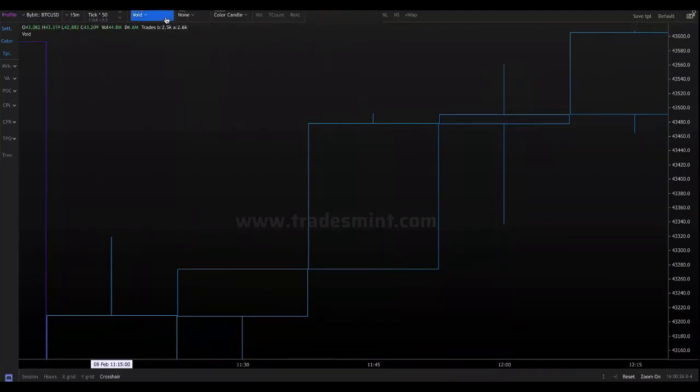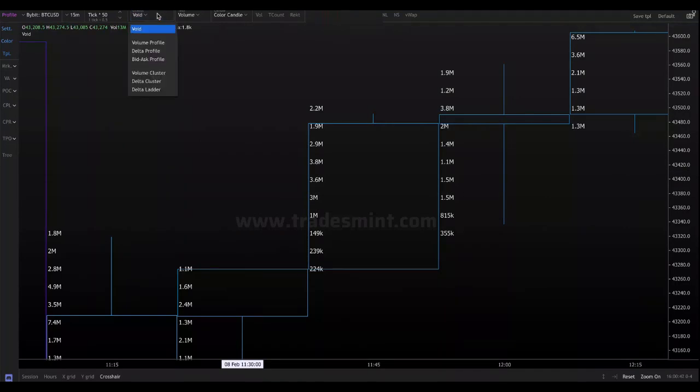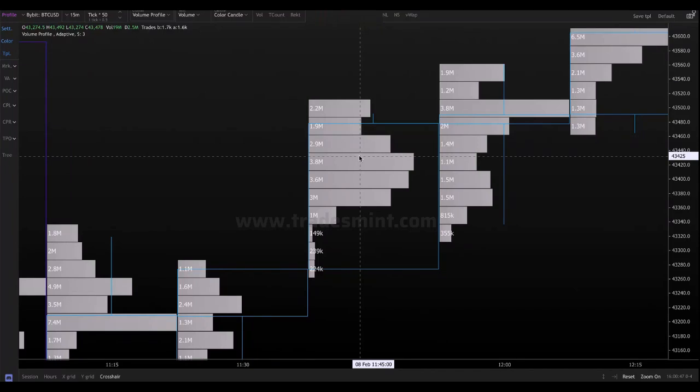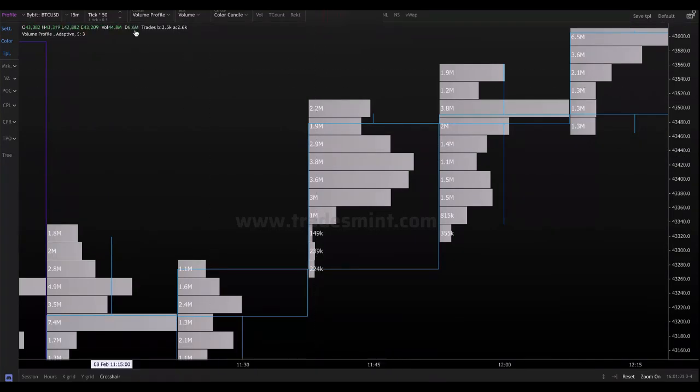And then over here in the cluster, this is basically going to give you visual representations of the textual data. Okay. So for example, if we put on volume, this is giving us the numbers of the contracts that were transacted within any given price within this candle. If we go ahead and put on volume profile, well now this is just giving us a bar graph, a volume profile that represents the numbers here. So 3.8 million obviously is going to have a larger bar graph than we would at the 2.9 million.